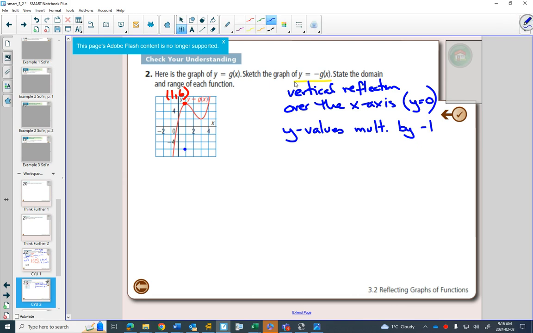So on my graph, I'm going to have 1, -6. That's a perfect flip down or reflection over the x-axis. Okay? But I can also see algebraically exactly where it's going to be. Here's another important point on this graph. And if that one got flipped over the x-axis, I would have 3, -2.